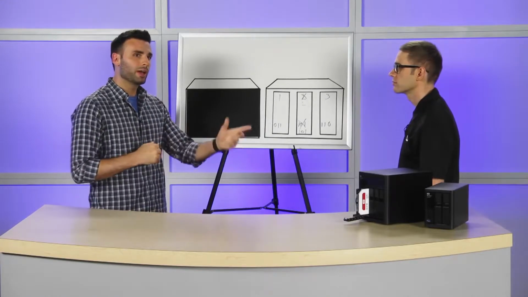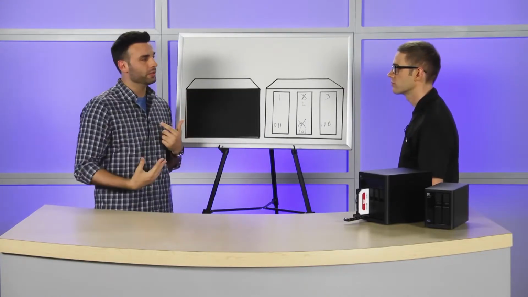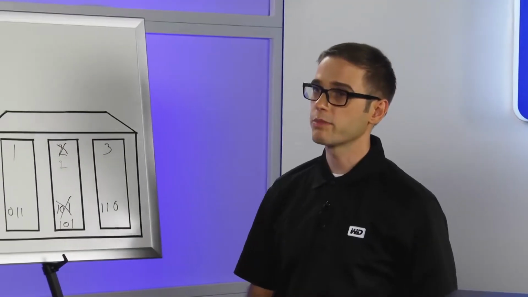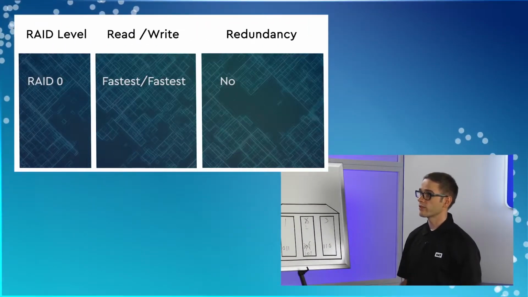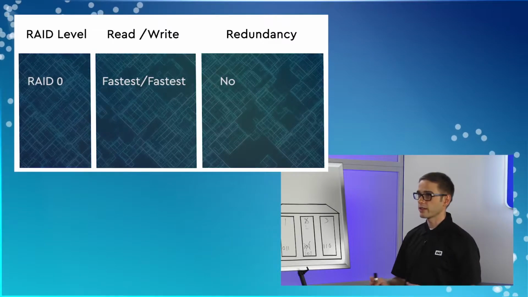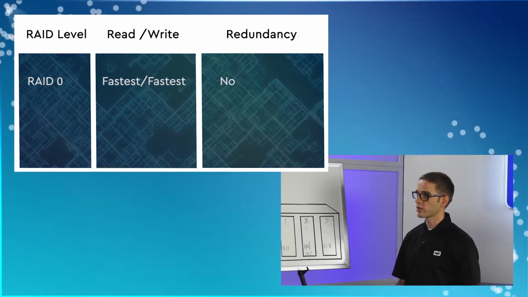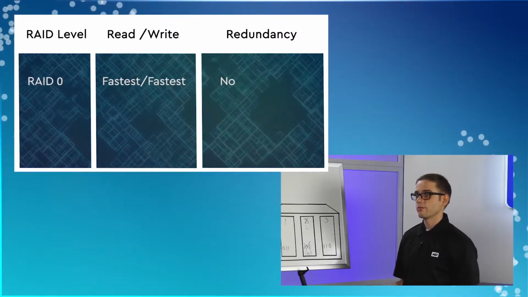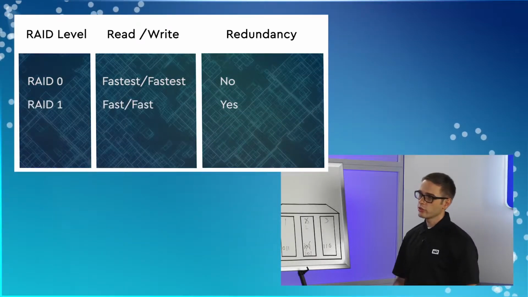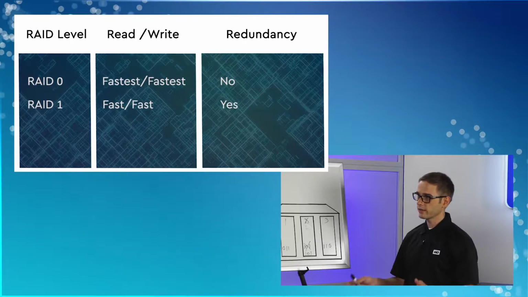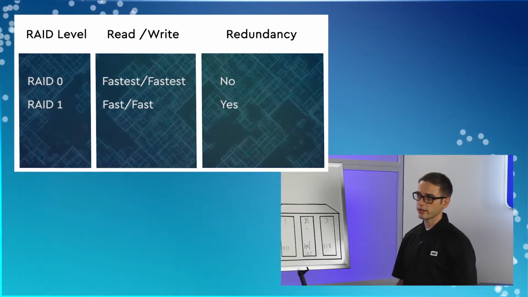Okay, I think I get it. Now that we know how they work, how do I know which one is right for me? The difference between them is speed and performance. So RAID 0, your stripe, is going to be your fastest. You've got your data spread across multiple disks, so reads and writes are very fast. Problem is, no redundancy. Your RAID 1, your mirror, it's not too bad on its read and write. It's duplicating the data, so it can still be pretty quick.